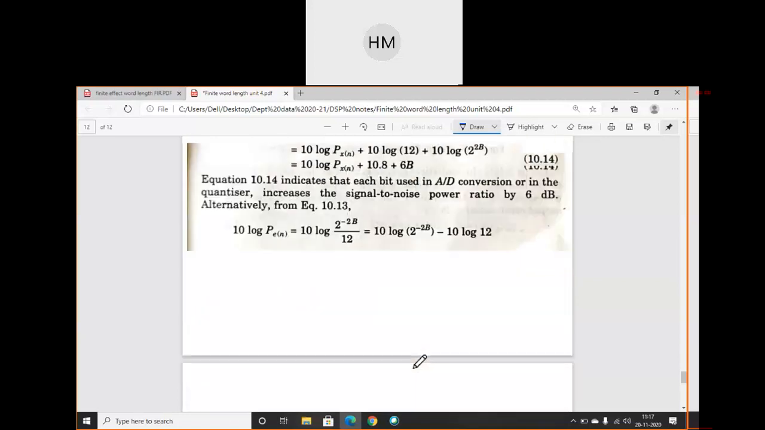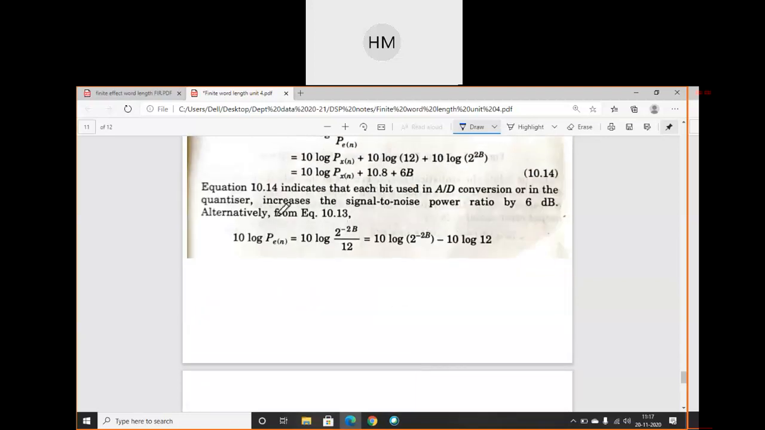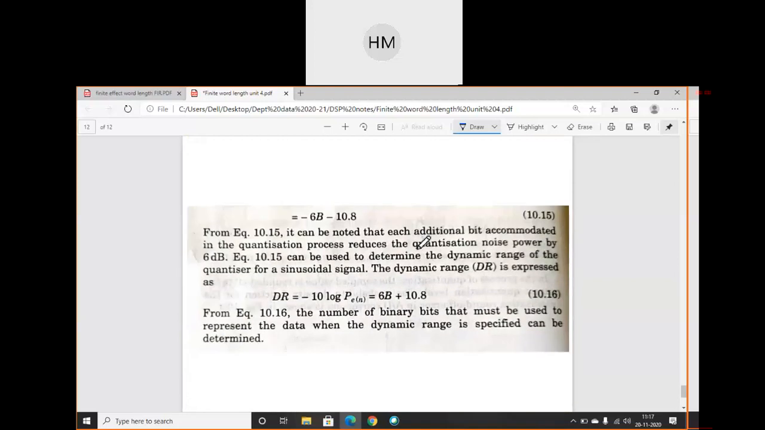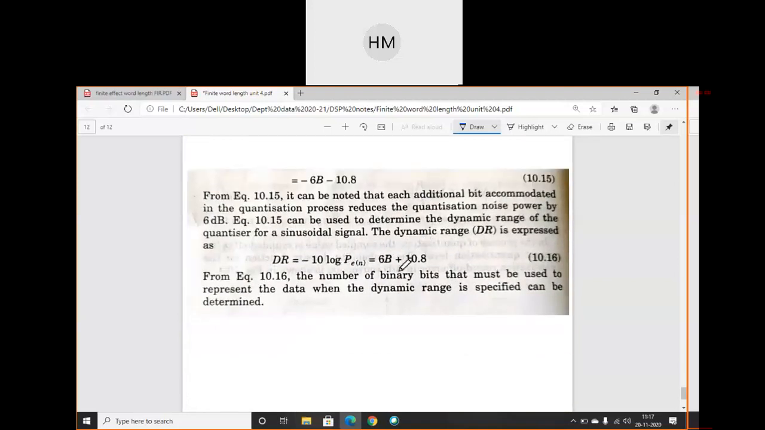And alternatively, this equation is known as the dynamic range of the quantizer, DR, that is dynamic range. The equation we get from PE of n is 10 log, I got this, minus 6b minus 10.8, which is known as the dynamic range, minus 10 log PE of n, which is given by 6b plus 10.8. So this finishes one of the topics of finite effect word length.